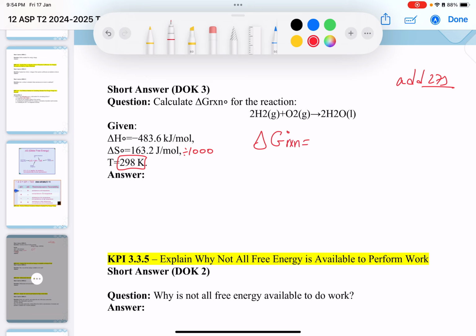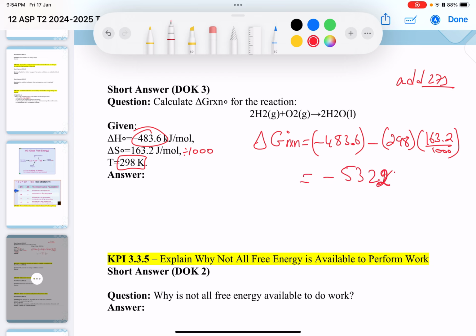So the delta G of the reaction is delta H minus the temperature multiplied by the entropy divided by 1000. So here the answer would be negative 532.2. Now, since the unit is in mole, you will put kilojoule per mole.